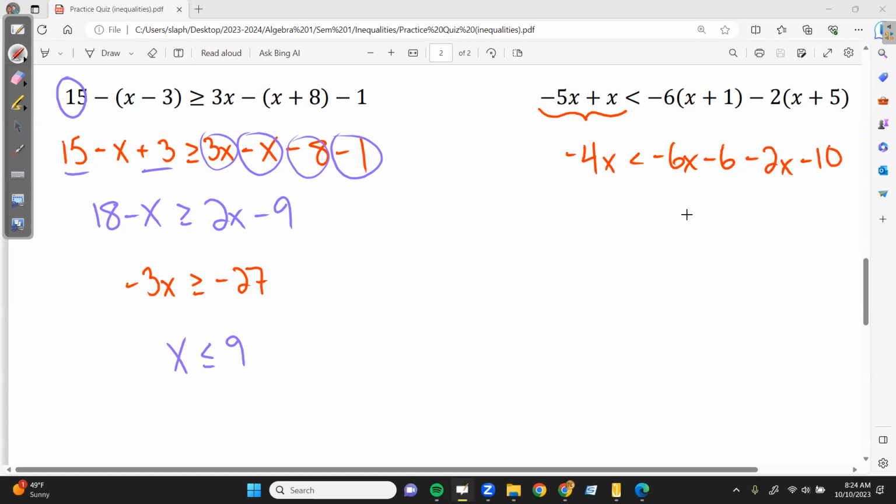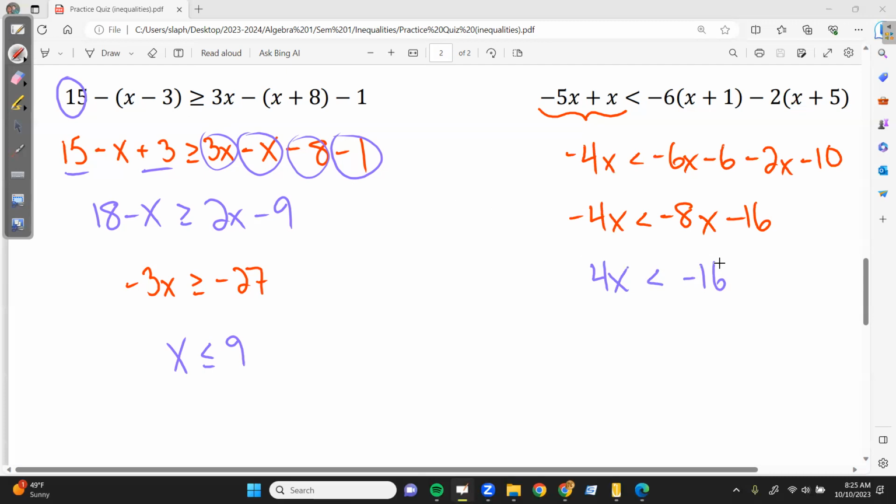Now we're going to combine like terms over on the right-hand side. I'm going to put my x's together to make minus 8 of those. I'm going to put my numbers together to make minus 16 of those. This time, there is no option laid out for me. There just isn't. I need to move the 8x across. So I'm going to add 8x across to both sides. On the left-hand side, if I add 8x, I'm going to get 4x is less than negative 16.